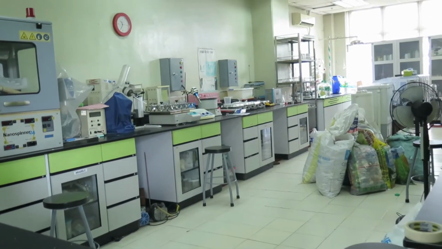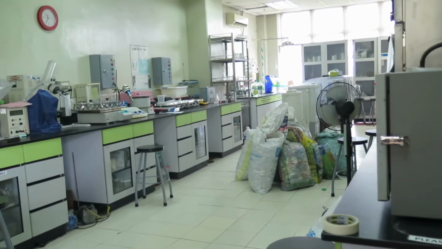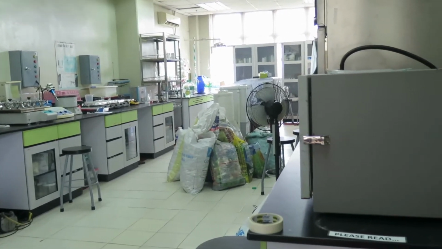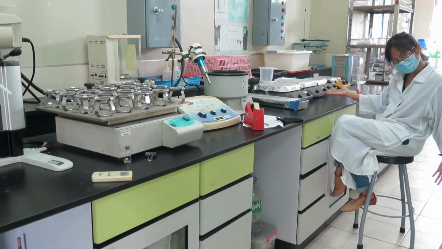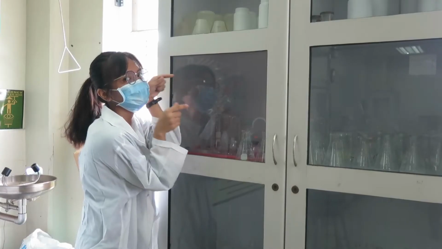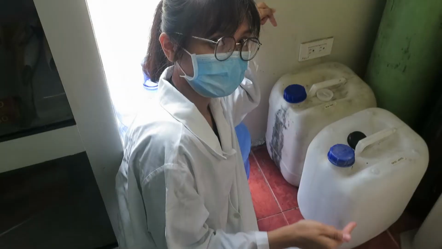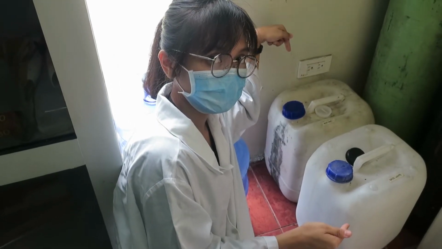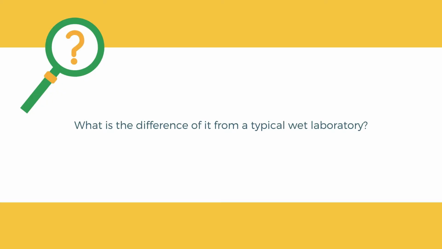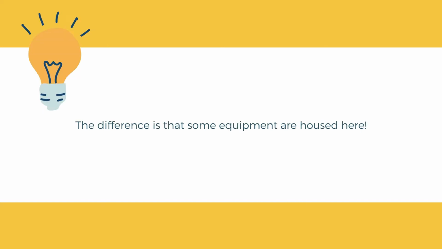This is the interior of the Composite Materials Laboratory. It's your typical wet laboratory with a chair, a table, a glassware cabinet, and of course, the waste bins. Now you're thinking, what's the difference of it from a typical wet laboratory? Well, it's not, but some equipment are housed here.